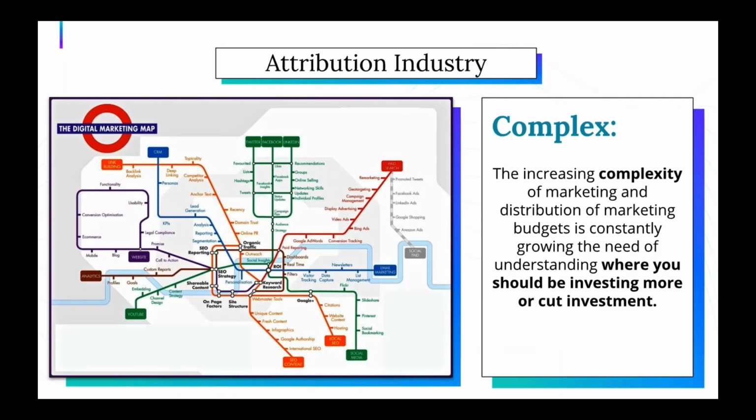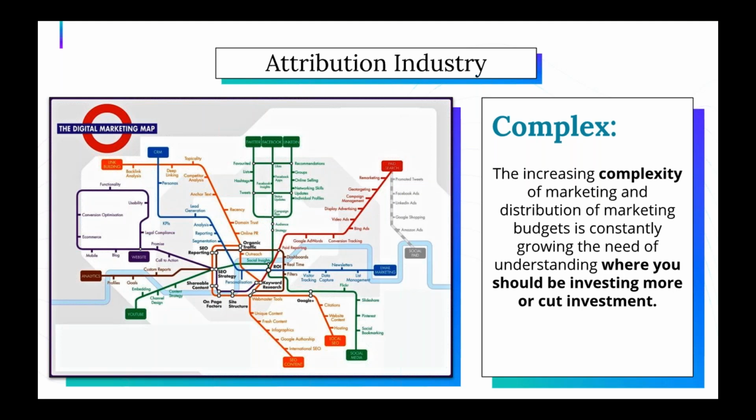So the increasing complexity of marketing and distribution of marketing budgets is constantly growing the need of understanding where you should be investing more or where you should cut investment, right? And this is what attribution, like I discussed earlier, is aimed to help you understand. So if you look at this, almost like the London tube map here, you can see all the different channels, the different platforms where you can show your ads online. Attribution is aimed to help you understand which one of these channels are working, which ones aren't, and which ones you need to optimize on.